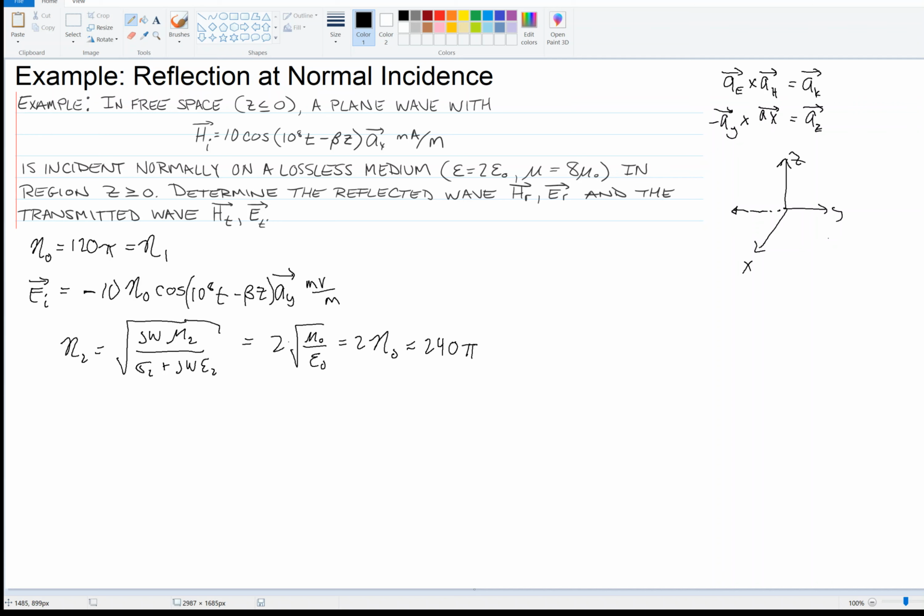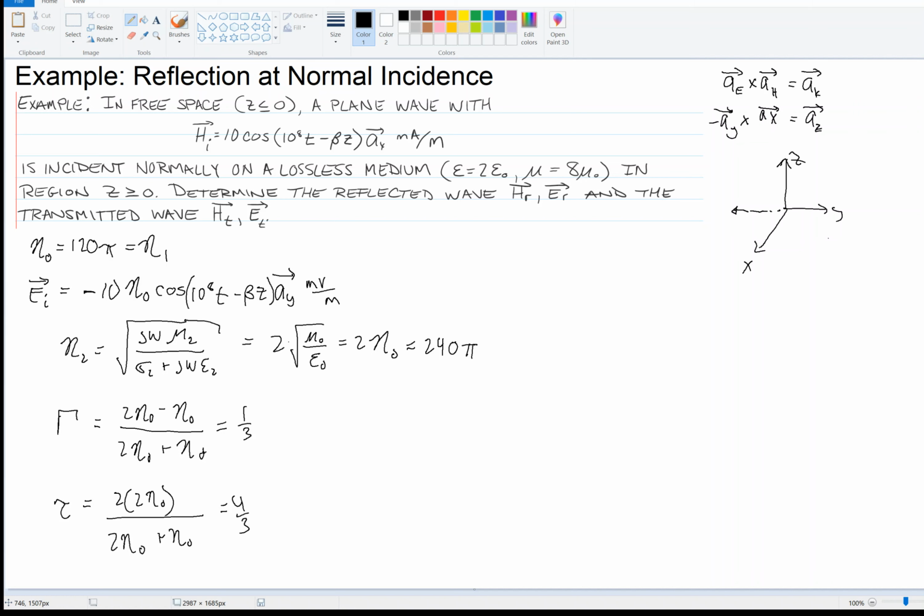So what does that give us? Well, that gives us gamma, the reflection coefficient, is 2 times eta 0 minus eta 0 over 2 times eta 0 plus eta 0, or 1/3. It also gives us the transmission coefficient, which is 2 times eta 0 divided by 2 eta 0 plus eta 0, which is 4/3. Okay, so now we have those coefficients.